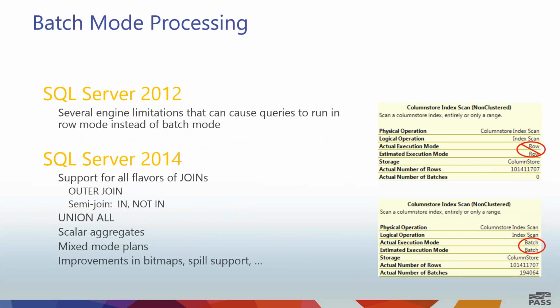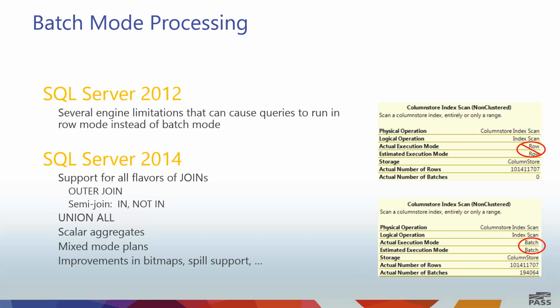Moving over a little bit to batch mode processing. I talked a little bit about batch mode processing before. In 2012, there were some limitations that caused queries to run in row mode instead of batch mode. Some of those have been improved in 2014. And basically, if you want to know whether you're running in batch mode or row mode, you can go over to the execution plan and take a look internally, and you'll see in the actual execution mode whether you're running in row mode or batch mode.